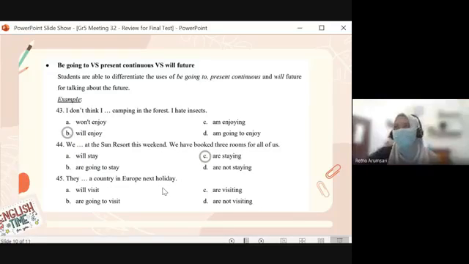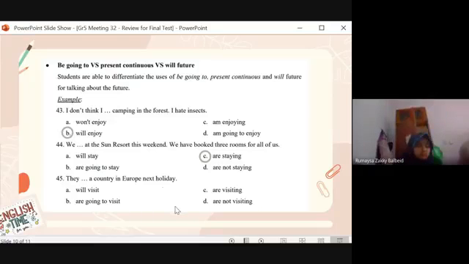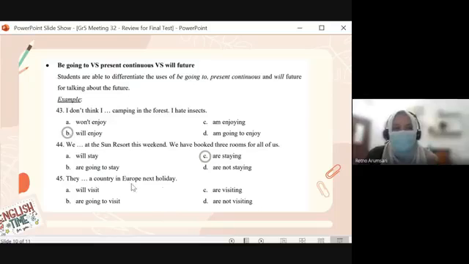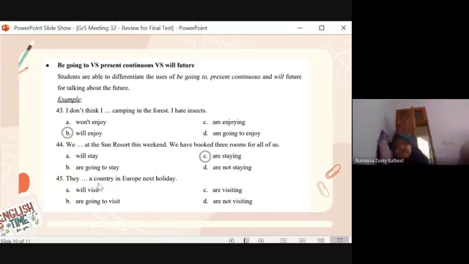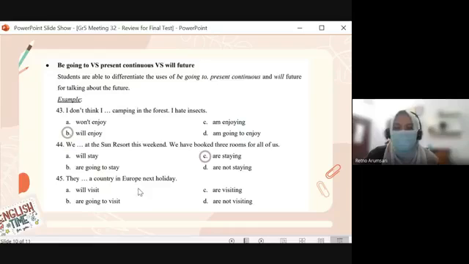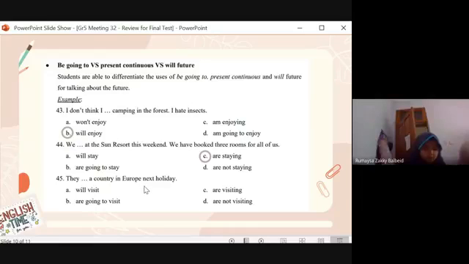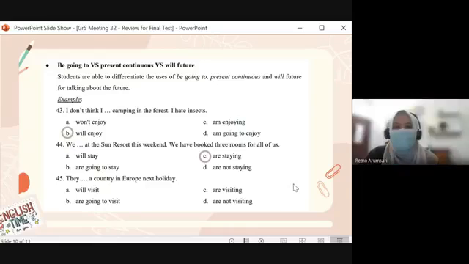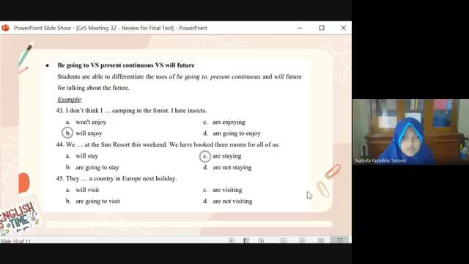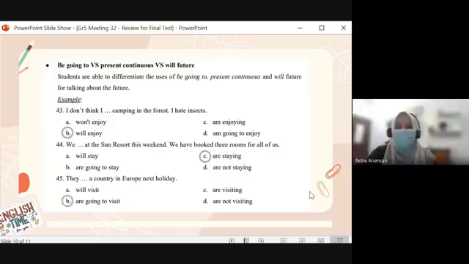When you see "next holiday", next something, it means that most likely it's an intention. And the country is not certain too, right? You don't know which country it is. It's only a country in Europe. It doesn't say the exact country. Yes, it is an intention. So which one is it? B. Yes, we are going to visit.